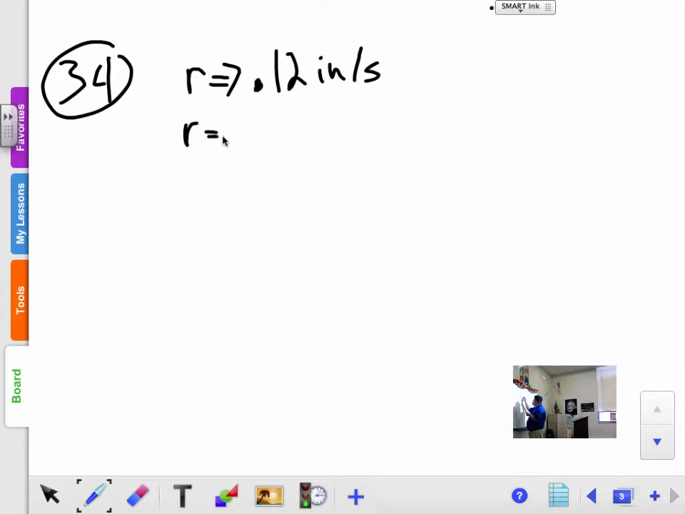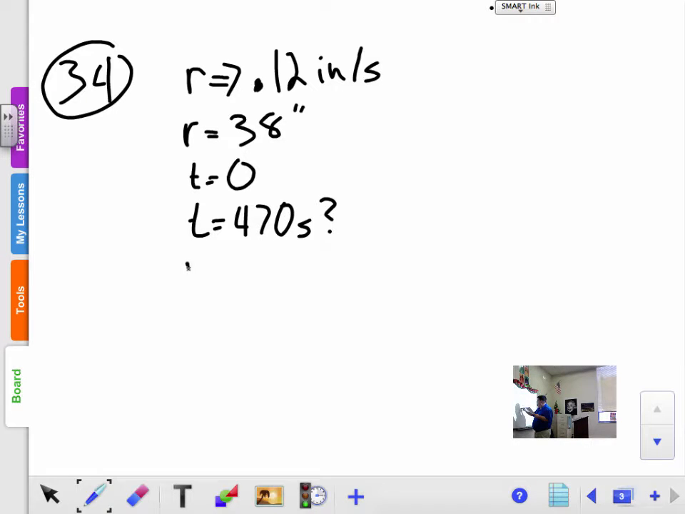And that the original radius is 38 inches when our beginning time is equal to 0. And it says determine the equation that models the volume of the balloon at the time t when t equals 470 seconds. So what we want is the volume when t equals 470.